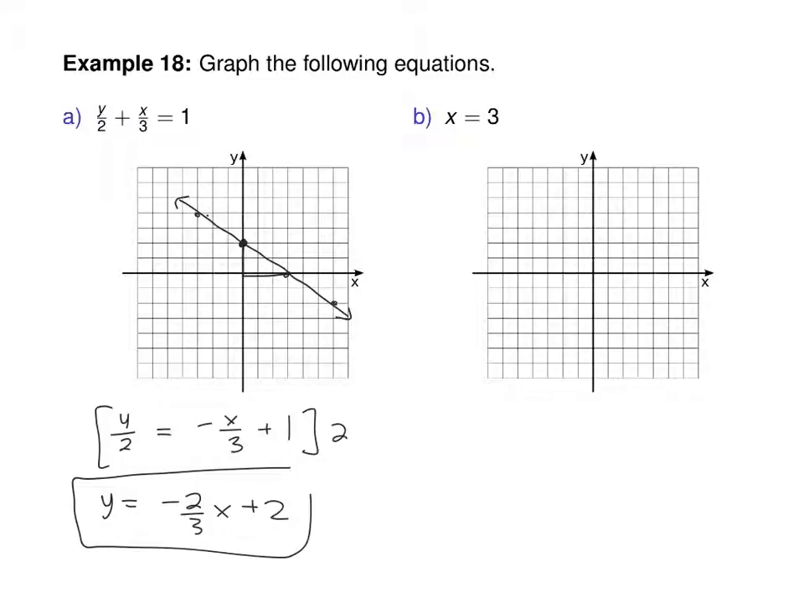What does the line x equals 3 look like? Is it vertical or horizontal? Vertical. Okay, great. Ooh, next page.